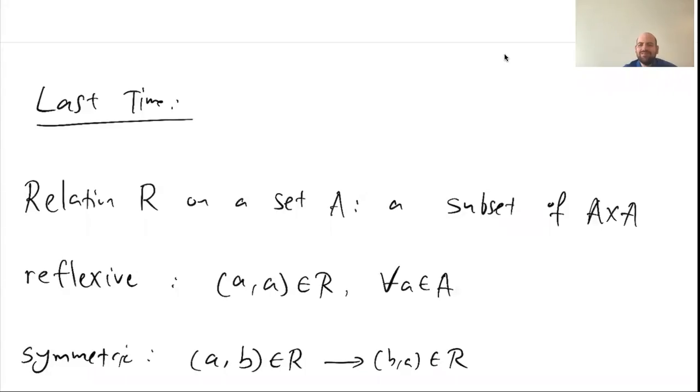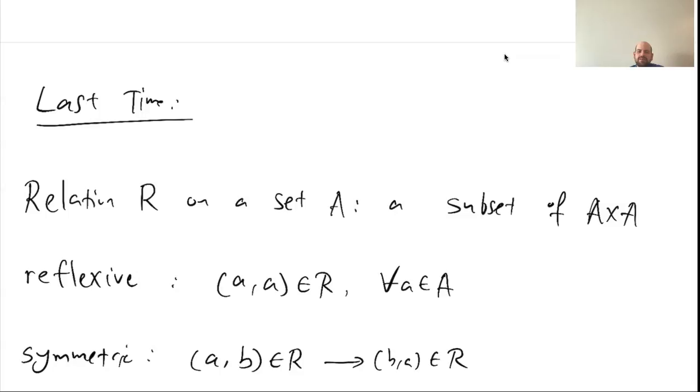Hello, everyone. So last time we looked at the concept of relations and different types of relations. We defined a relation R on a set A as a subset of A cross A. You know that A cross A means the set of all pairs where the first and second coordinates come from the set A. Now, if I have a subset of A cross A, then that is called a relation on A. And then we defined the different types of relations.